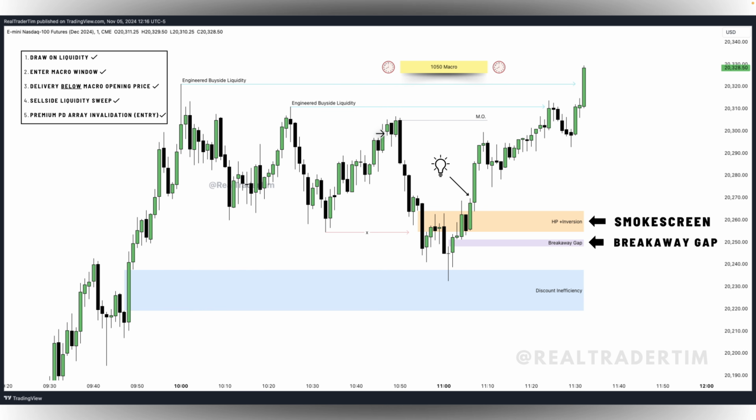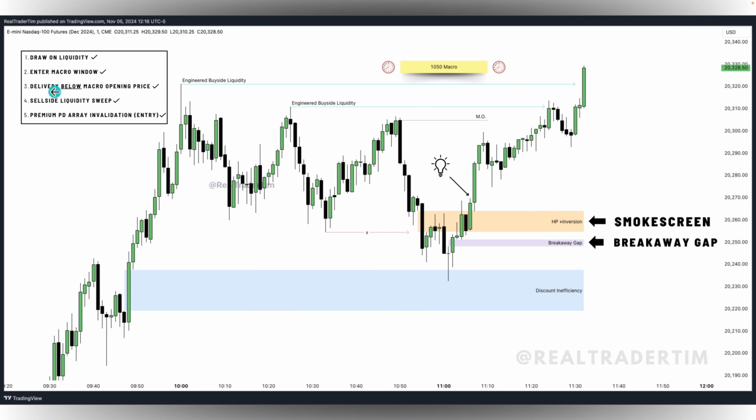So we can clearly say, okay, we can justify the market reaching up for higher prices to go and attack this buy-side liquidity. After we have identified our draw on liquidity, where we think price is likely to go, we are waiting for the time of day, which is our macro window. And this is the 10:50 a.m. macro, which of course, as we have already established, is 10:50 a.m. to 11:10 a.m. Eastern Time.